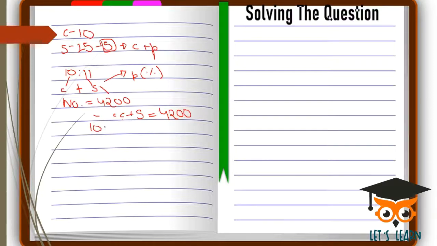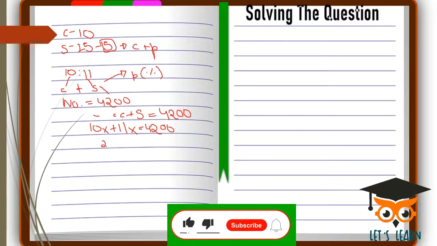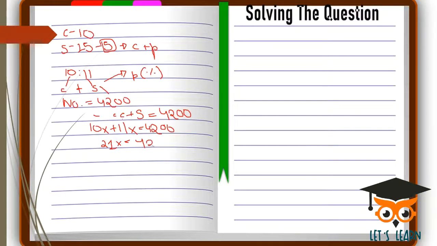I hope you all know the formula. 10x plus 11x equals 4,200, that is 21x equals 4,200. Now x equals 4,200 divided by 21, and this will give you 200. So here the value of x is 200.